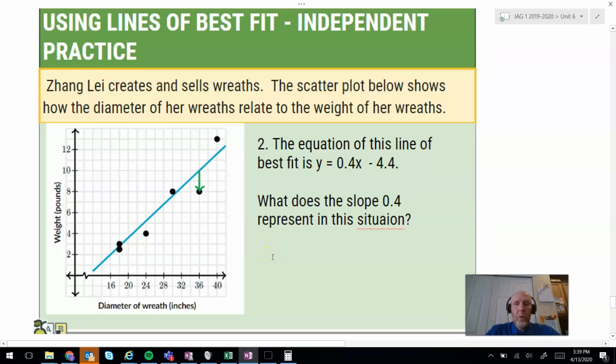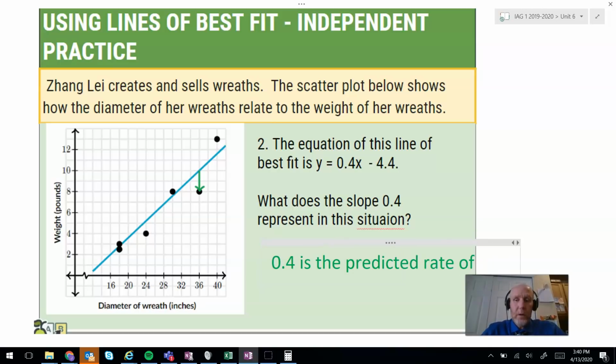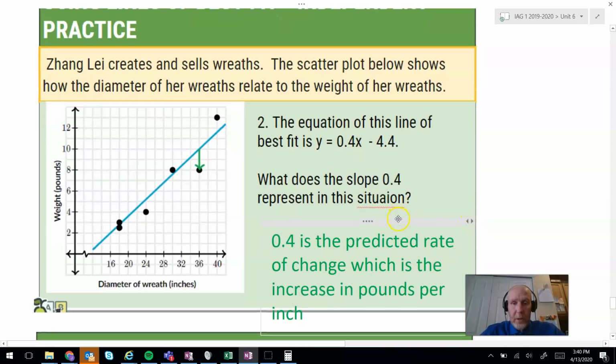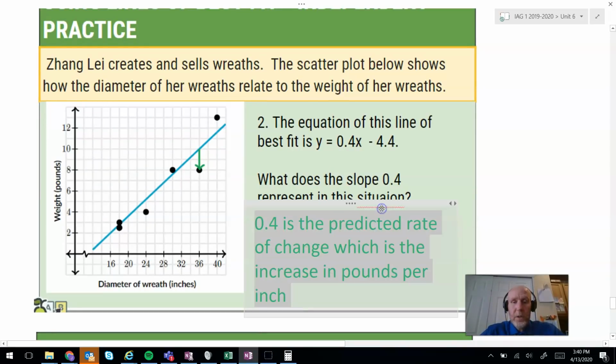Okay, so hopefully one thing you've gotten out of today's lesson is the idea that you need to use the word predicted when you're talking about slopes and y-intercepts from lines of best fit. So 0.4 is the predicted rate of change, which is the increase in, I'll just go, pounds per inch. I would accept that answer. It's an increase in pounds per inch.